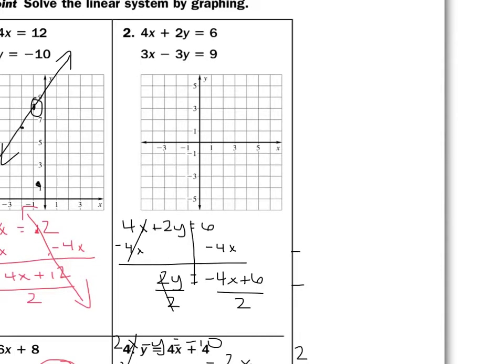Okay, the 2's go away. And you're going to be left with y equals negative 2x plus 3. Negative 4 divided by 2 is negative 2, because 6 divided by 2 is 3. So it's going to cross the y-axis at 3 and have a slope of negative 2. So it's going to be negative 2 over 1. So we'll go down 2, right 1. Down 2, right 1.